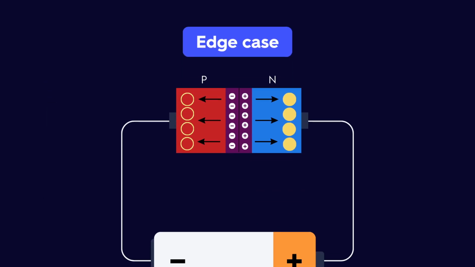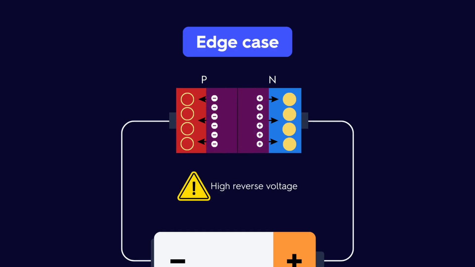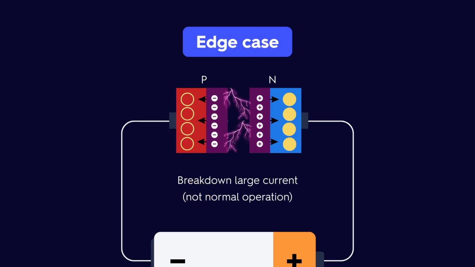But there's an important edge case. If the reverse voltage gets too high, the diode can enter breakdown, where current becomes larger. That's not the normal reverse bias behavior we're focusing on, and in many diodes, it can damage the device, unless it's designed for breakdown on purpose.